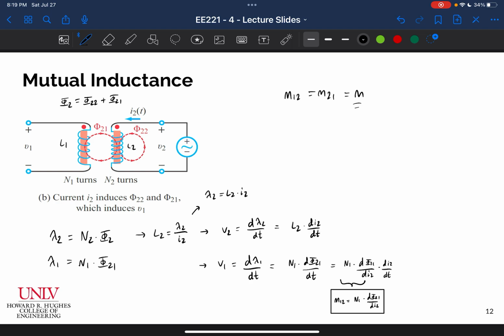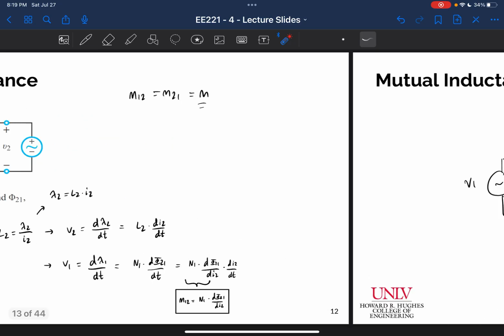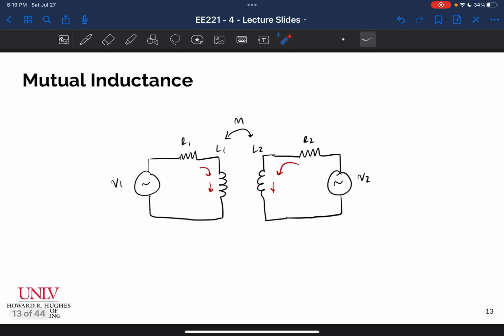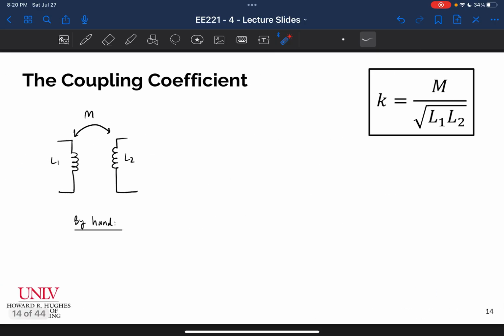It doesn't matter the size of the inductors, it doesn't matter the currents, etc. As long as the system is linear, energy considerations force this constraint. So from this point forward, we're just going to call it M, the mutual inductance between the two coils. We've already abstracted away a lot of those details from the first couple of videos, the derivations.